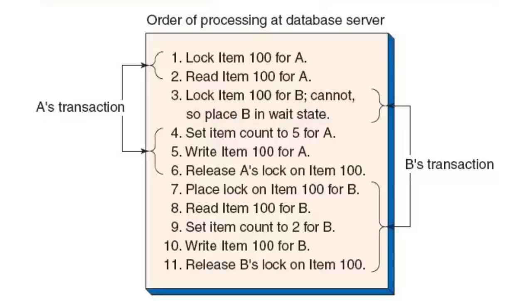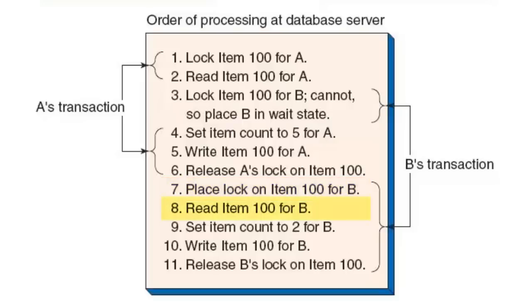The database then continues processing user A's transaction. So it sets the item count to 5 for user A, because recall that user A wanted to reduce the original item count by 5 units. 10 minus 5 is 5. And then it writes the result back to the table, after which the lock is released. So by the time we have completed step 6, the inventory count for item 100 in the database is now 5 units. And now that user A has released their lock on the data, the database can then honor user B's request to lock the data.